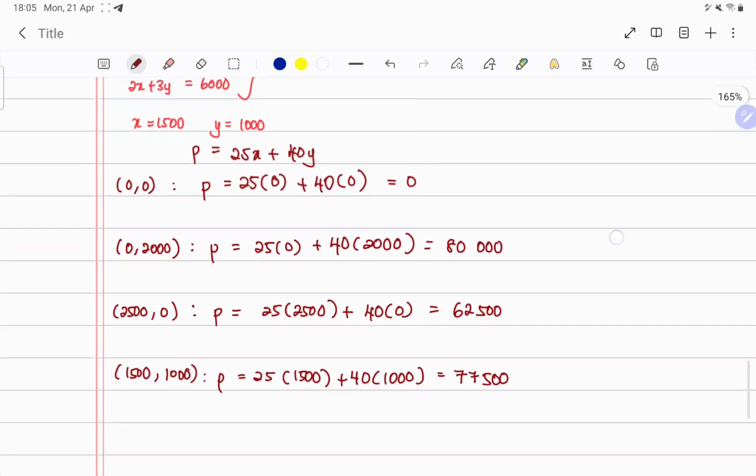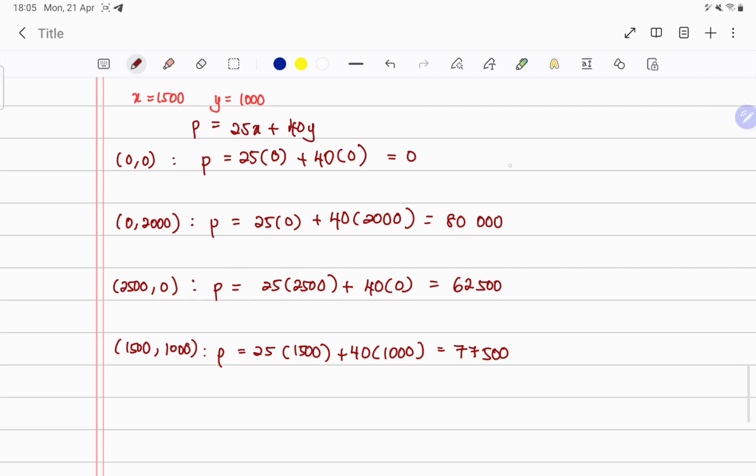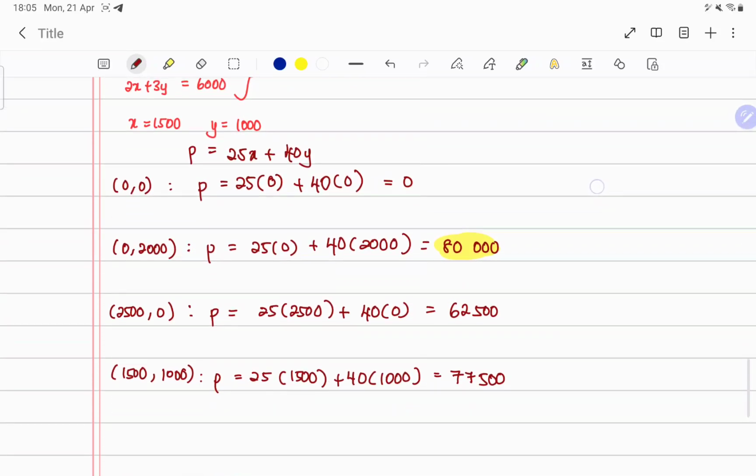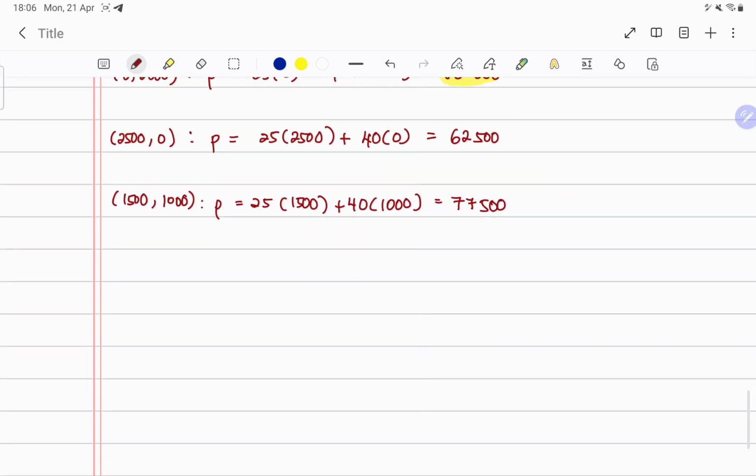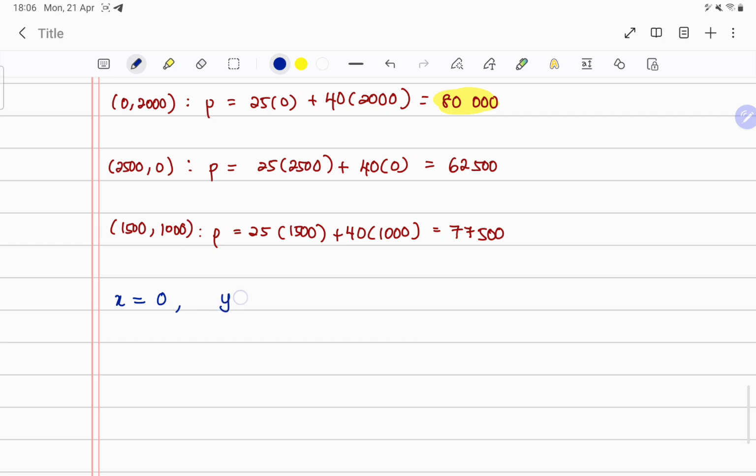So if you see, based on these four, which one is the highest? This guy, right? So apparently, this is our maximum profit. So when they ask us to find the number of each unit that should be made per month in order to maximize the company's monthly profit, it is when x is equal to 0 and when y is equal to 2,000 units.